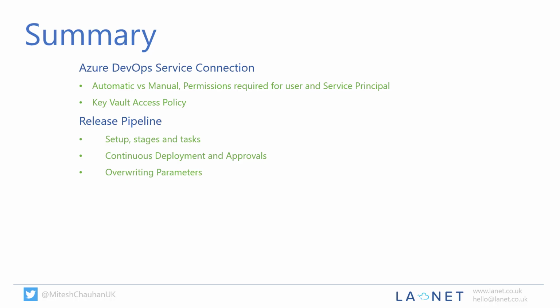So thanks for watching our final part 4 of our little course on infrastructure as code using Azure DevOps. In this section we looked at the service connections, automatic versus manual, and the kind of permissions that are required for our service principal and our Key Vault. And then we looked at setup stages and tasks of a release pipeline, and a demo of continuous deployment and approvals, and also overwriting our parameters.